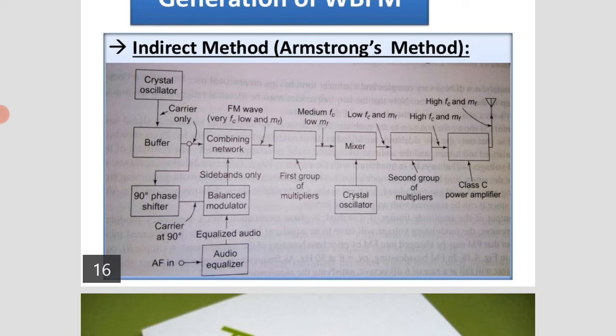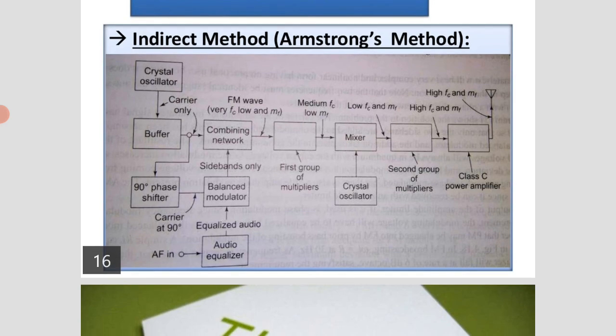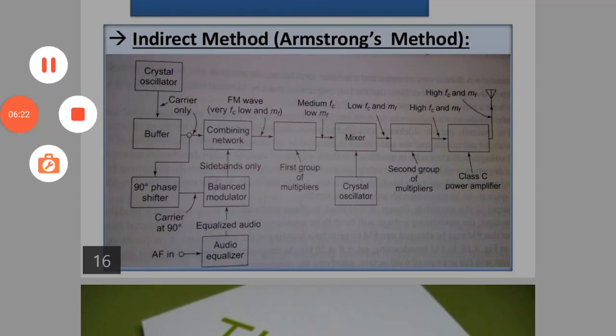The output of the mixer is given to the second group of multipliers. The output of the second group of multipliers is a high carrier frequency and modulating frequency. Then the output of the class C amplifier is a high carrier frequency and modulating frequency. This is the working of the indirect Armstrong method.